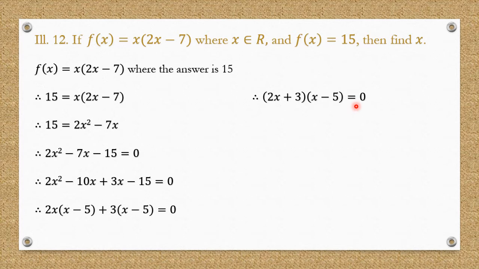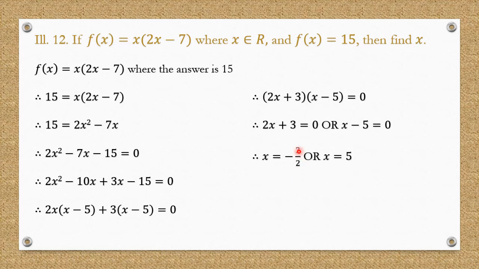Now the multiplication of both these values is 0, so it could be either 2x plus 3 is equal to 0 or x minus 5 is equal to 0. So when we change the sides of the values apart from x, we get x is equal to negative 3 upon 2 or x is equal to 5. So that's the end of our answer. We are not going to move any further than this.